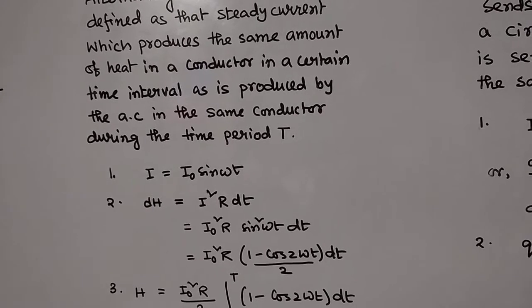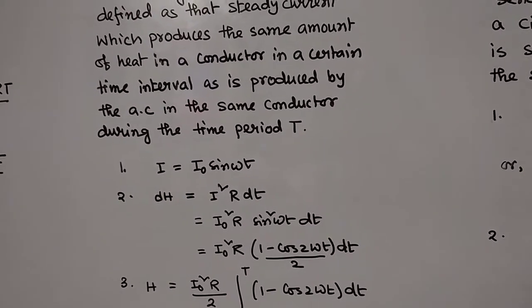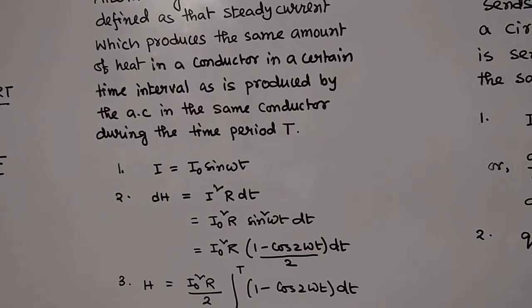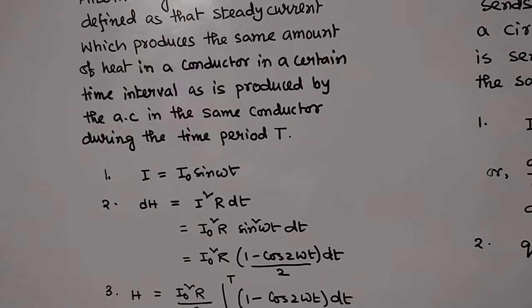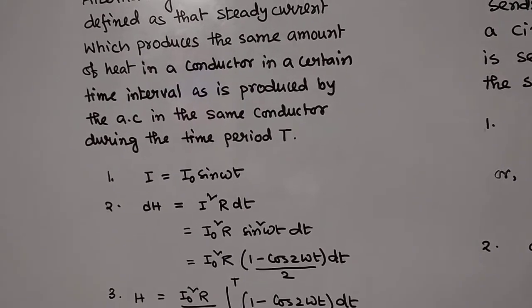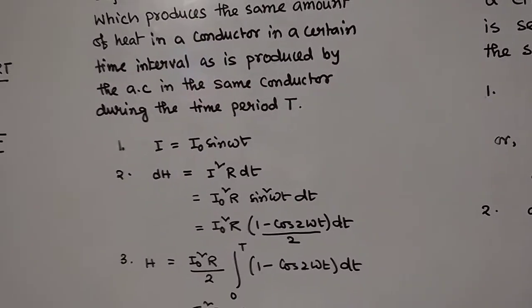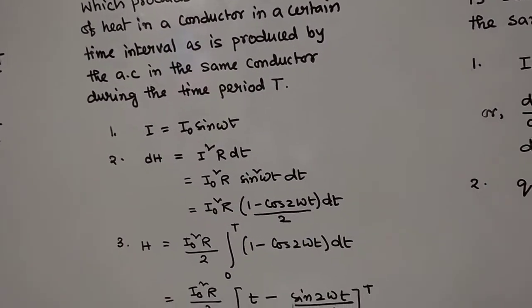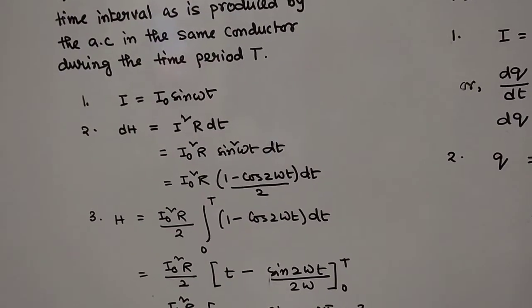So you have to replace sin square omega t by using the cos formula, that is cos 2 theta equal to cos square theta minus sin square theta. Or you can say 1 minus 2 sin square theta equal to cos 2 theta. So 1 minus cos 2 theta by 2 equal to sin square theta, is it not? So 1 minus cos 2 omega t by 2 in place of sin square omega t.